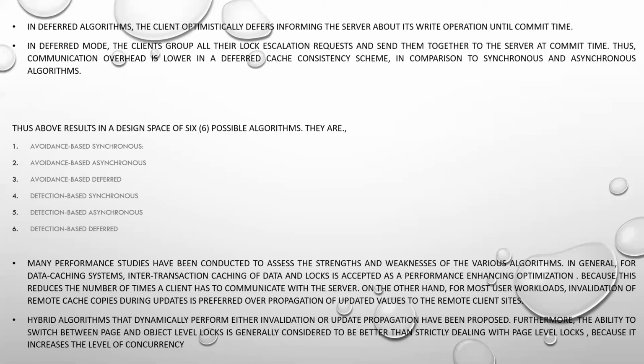On the other hand, for most user workloads, invalidation of remote cache copies during updates is preferred over propagation of updated values to the remote client sites. Hybrid algorithms that dynamically perform invalidation or update propagation have been proposed. Furthermore, the ability to switch between page and object level locks is generally considered to be better than strictly dealing with page level locks because it increases the level of consistency.